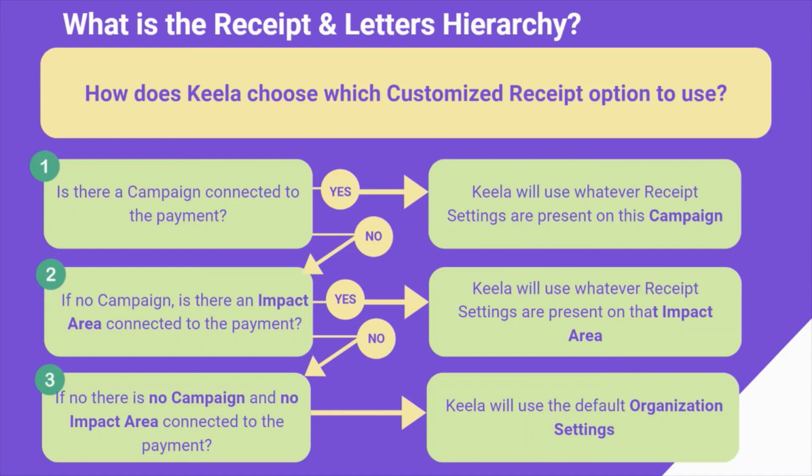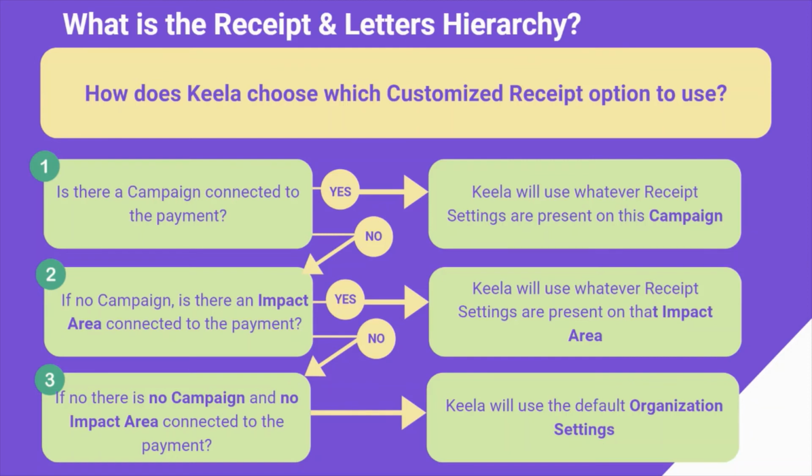If no customization options are toggled on, then that means you want to use the organization default receipt for that campaign. So if there's nothing toggled on, then the default organization receipt will be used for this payment. If the customized toggles are turned on for that campaign, then Keeler will use whatever customization has been entered there. But no matter what, whatever options you have for the campaign will be used if the payment has a campaign connected to it. That's the first level of the hierarchy.